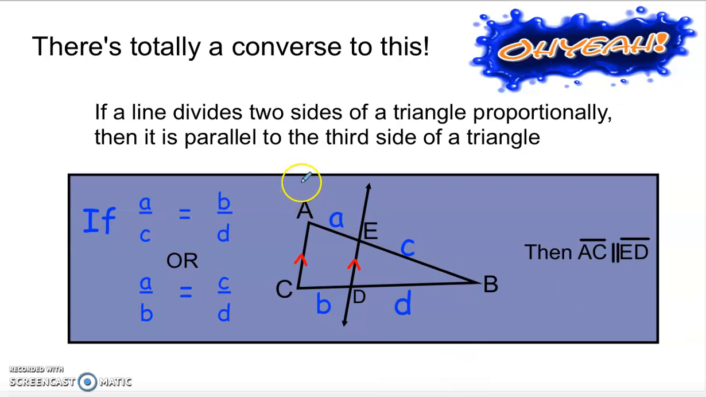And we have a converse. So if I have proportionality, so if A over B equals C over D, then I know that this segment is parallel. So if I have proportionality inside of a triangle, then I know that the segment that's creating that proportionality is going to be a parallel segment.